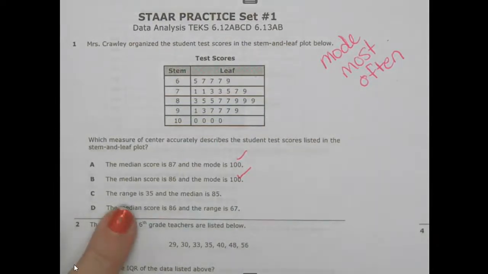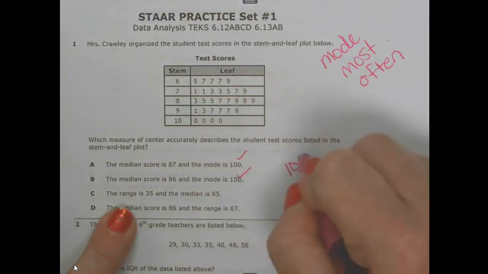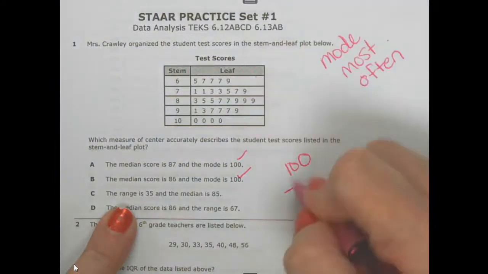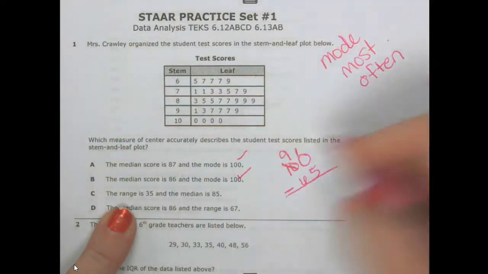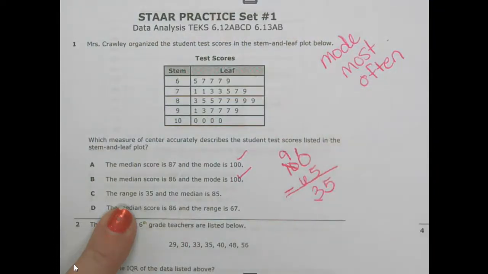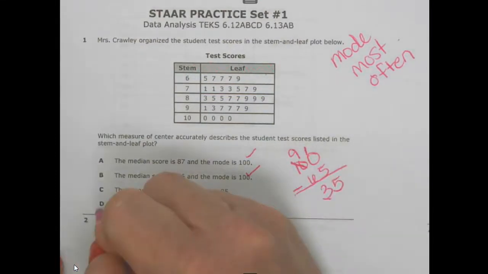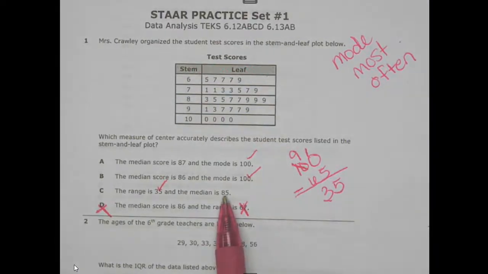Let's go ahead and do the range. That is pretty easy. We take the biggest number, which is 100, and we subtract the smallest number, which is 65. So 10 minus 5 is 5. 9 minus 6 is 3, which is 35. So this is correct, and my range is not 67. So that eliminates D. But we do not know the median.